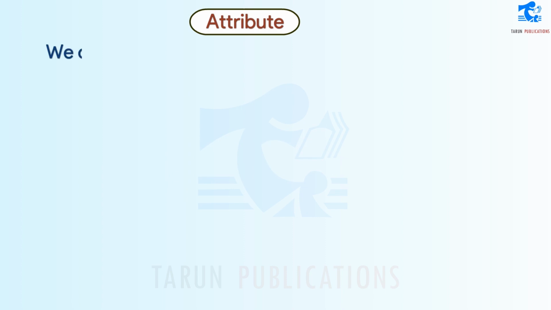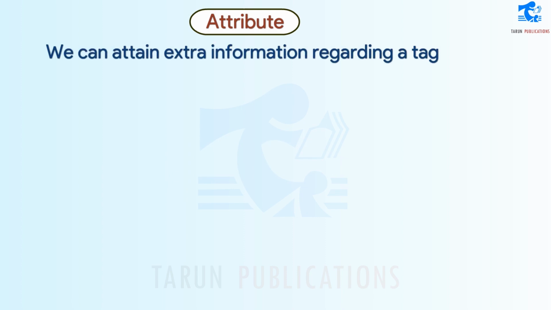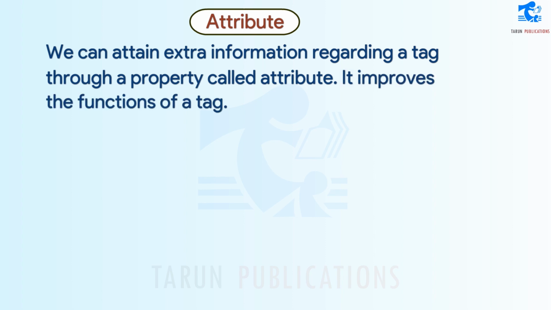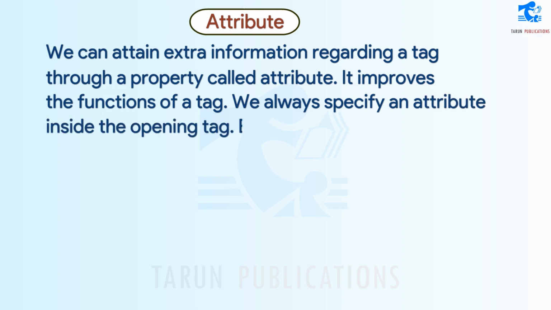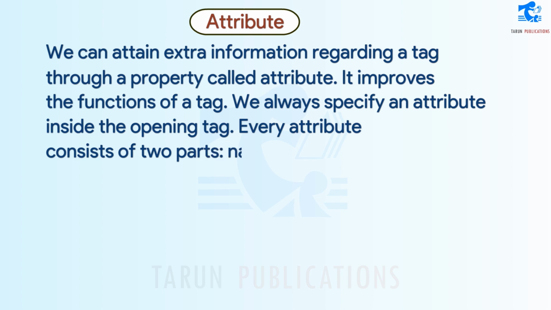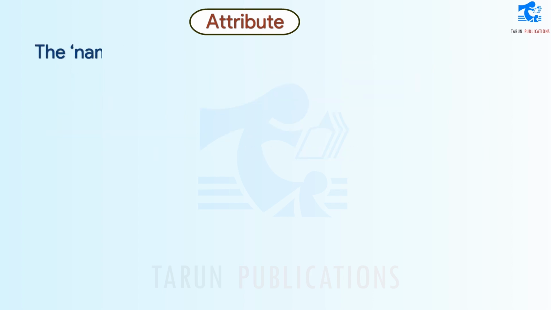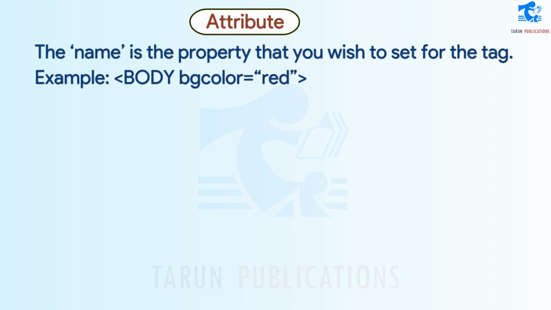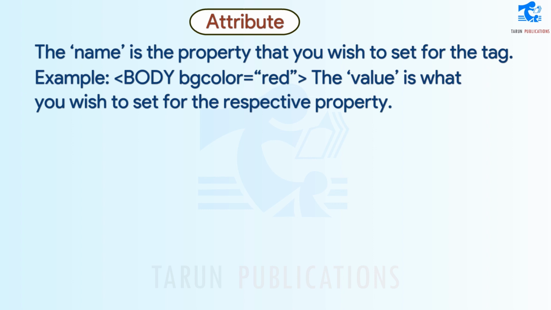Attribute. We can attain extra information regarding a tag through a property called an attribute. It improves the functions of a tag. We always specify an attribute inside the opening tag. Every attribute consists of two parts, name and value. The name is the property that you wish to set for the tag. Example: less than body bgcolor equals red greater than. The value is what you wish to set for the respective property. Example: less than HR width equals 20% greater than.